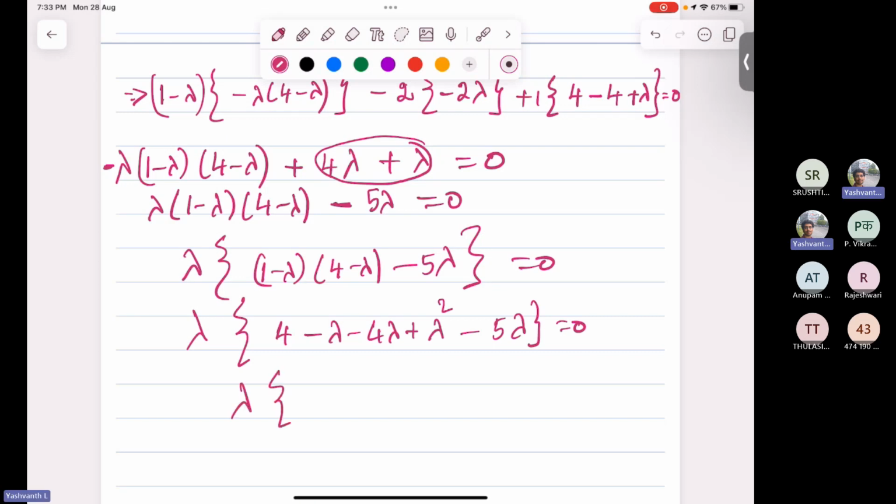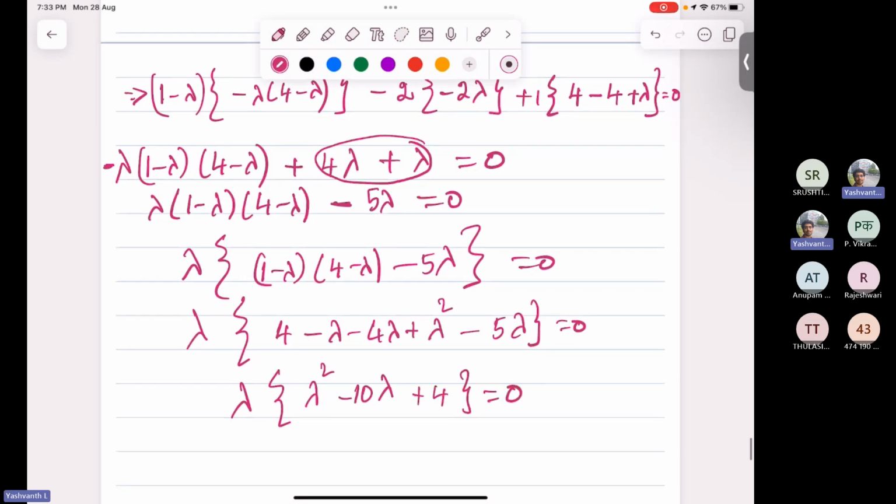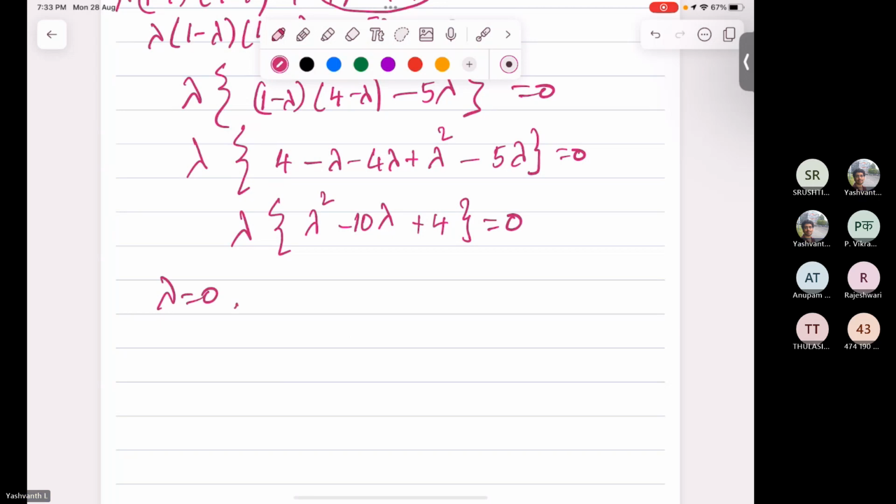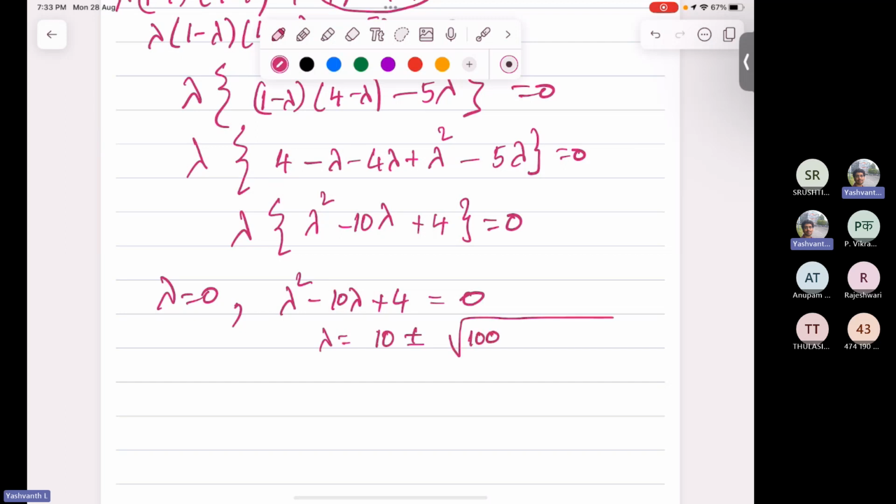Lambda into, this is nothing but lambda square minus 9 lambda, minus 10 lambda plus 4 equal to 0. So what are the roots? Lambda equal to 0 and lambda square minus 10 lambda plus 4 equal to 0. Here it's nothing but minus b, so plus 10, root of b square, which is 100, minus 4 times 4 is 16, by 2. Okay, so what are the eigenvalues?